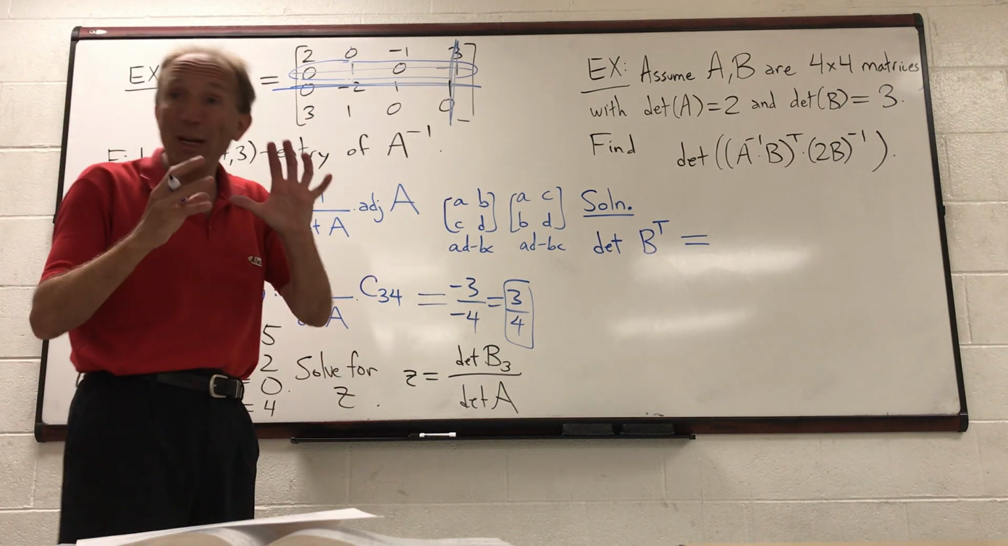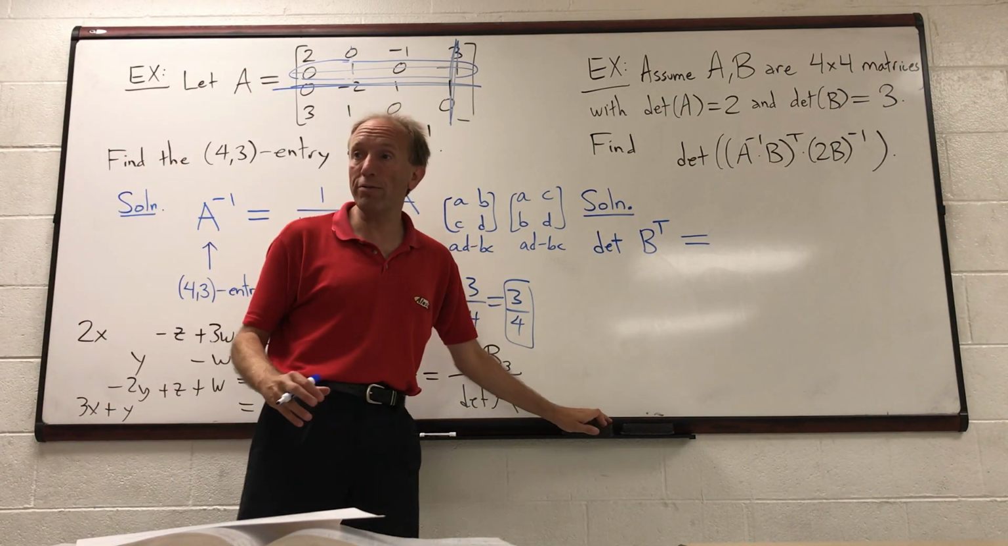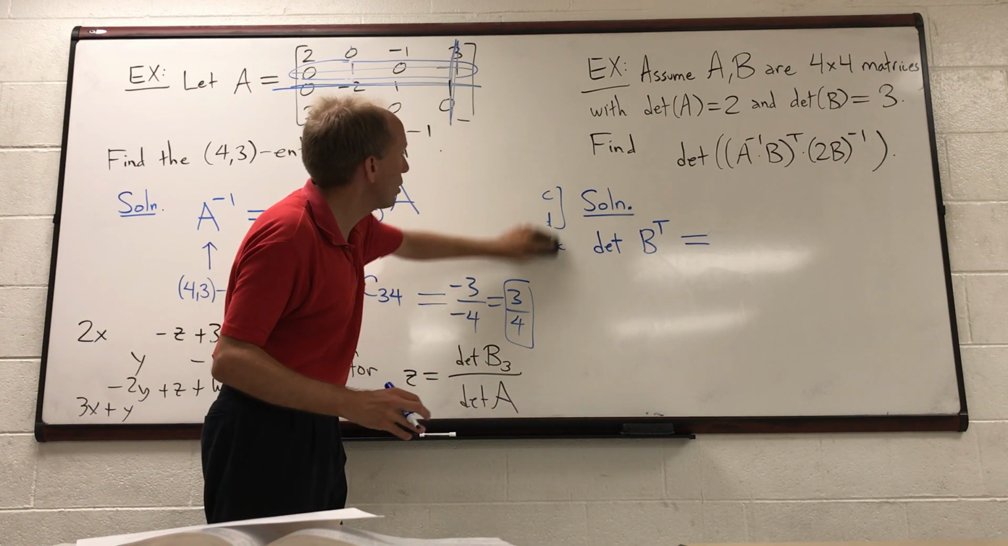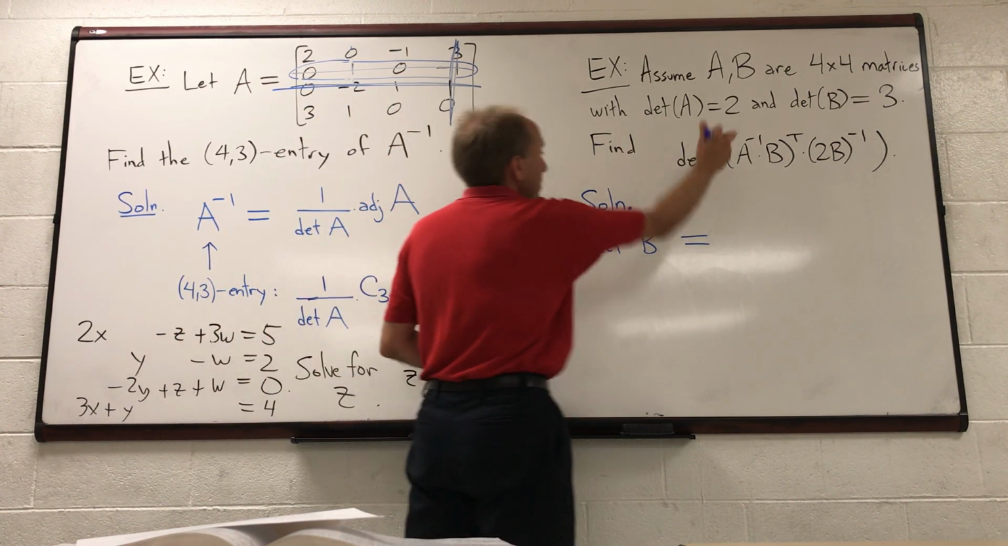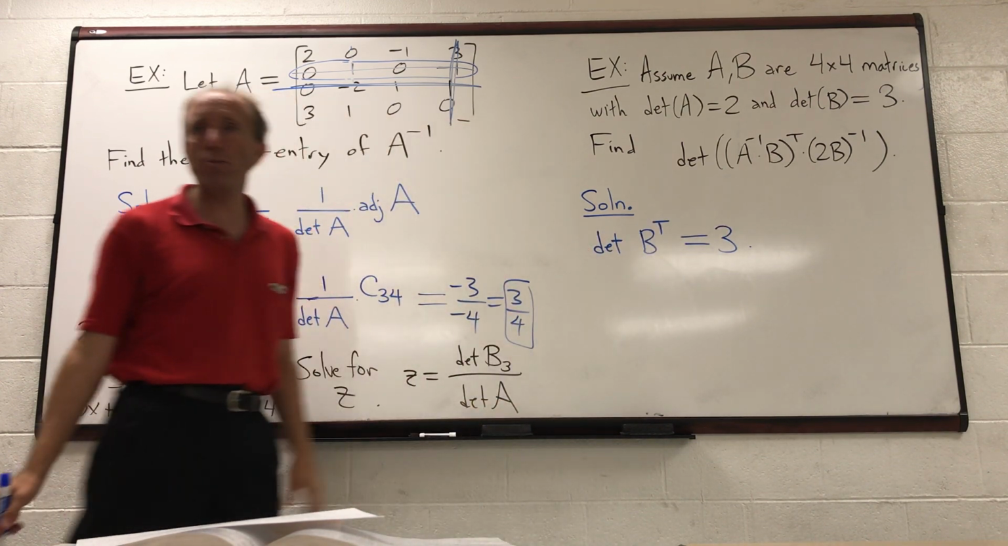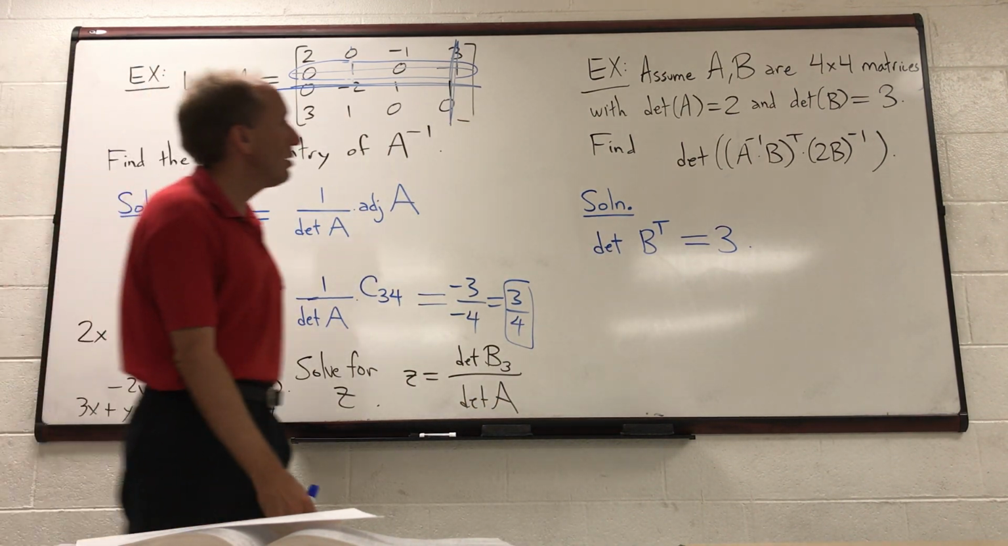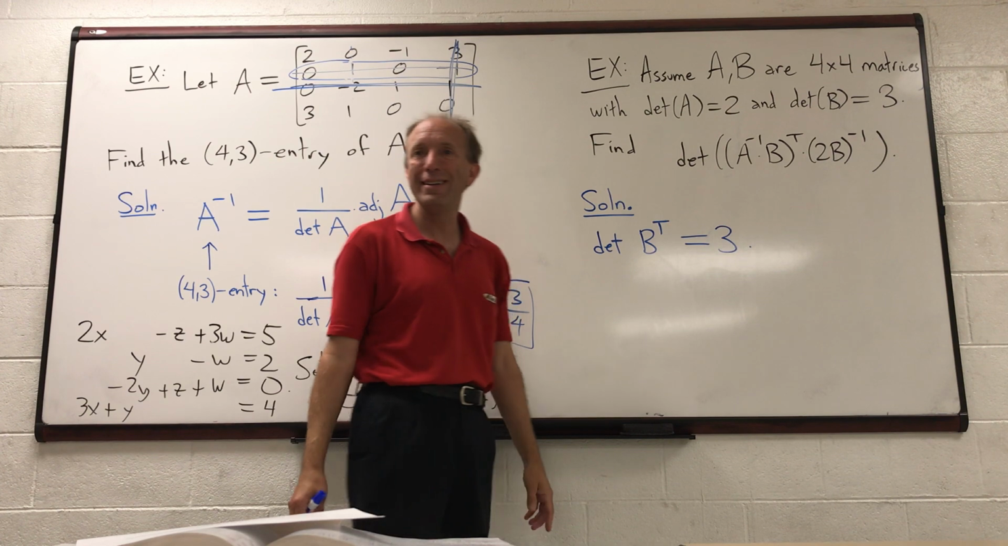So if you forget something, maybe an example can trigger for you what you were supposed to say. So the determinant of B transpose is the same as the determinant of B, which was given as 3. Okay, so that's good. What else? What else can you tell me?